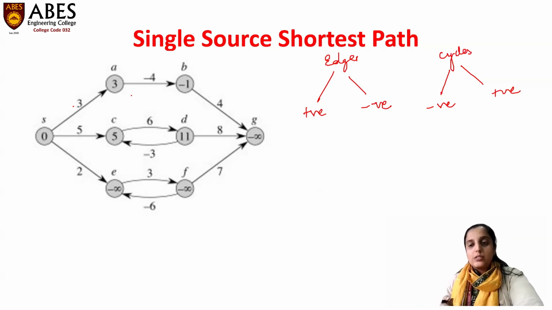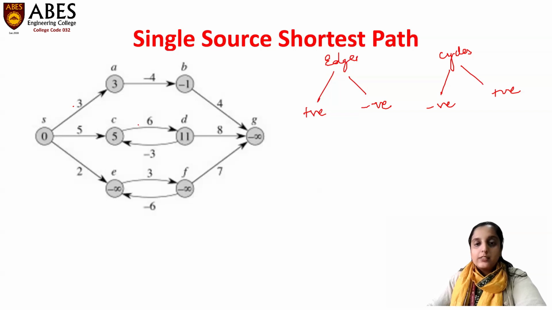So smartly you have to decide in which particular scenario you have to adopt which algorithm. As you can see in this particular graph, there are two types of edges, positive and negative. And we can see that there is a cycle in this graph. One cycle is C1 and this is C2.